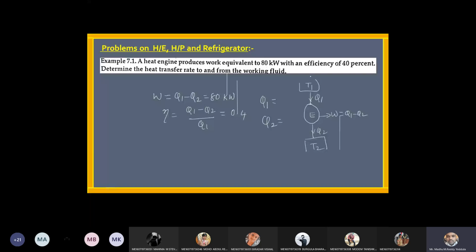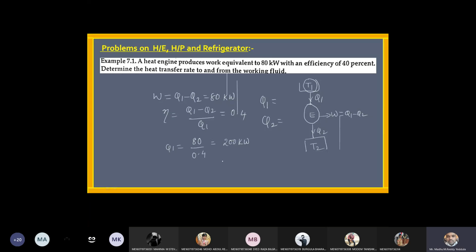What is the working fluid here? This is the working fluid, right? What is the heat transfer rate from as well as to the working fluid? Q1, Q2, right? So if you substitute directly, Q1 minus Q2 is 80 kilowatt, divided by 0.4. So this is equivalent to 200 kilowatt. That is the Q1.